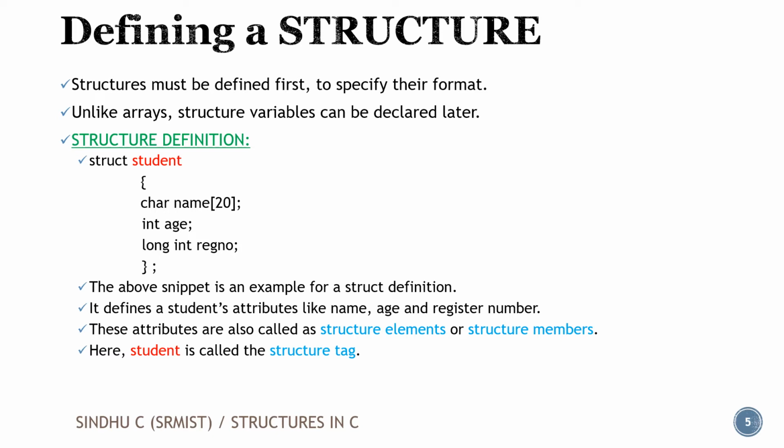Here you have the keyword struct, then you have the tag name. It's called a structure tag. Here the structure tag is student. Inside curly braces, you have 3 attributes of that tag, which is student. So here name, age and register number are the attributes of student. Now these attributes in a structure are called structure elements or structure members.